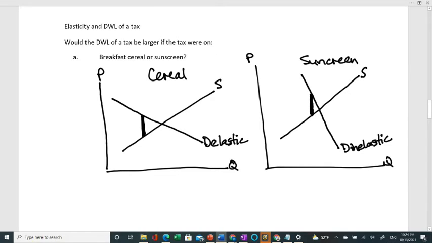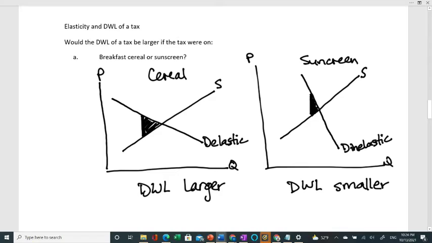Now we need to find the deadweight loss in each market. Here in the cereal market, we have the deadweight loss here, and in the sunscreen market, the deadweight loss is here. Which one is larger? Of course, we can see that by looking at the pictures. Deadweight loss in the cereal market is larger, and in the sunscreen market, deadweight loss is smaller. So if the government wants to increase revenue with the least deadweight loss, with smaller deadweight loss, the government should tax the sunscreen market.